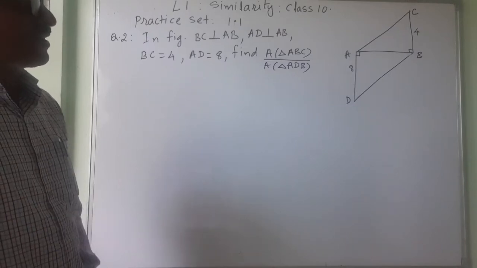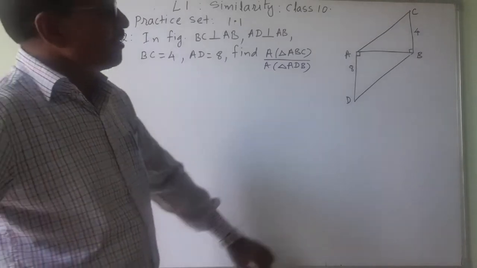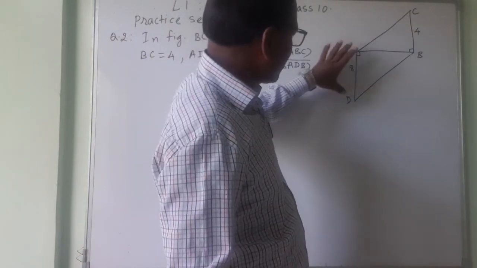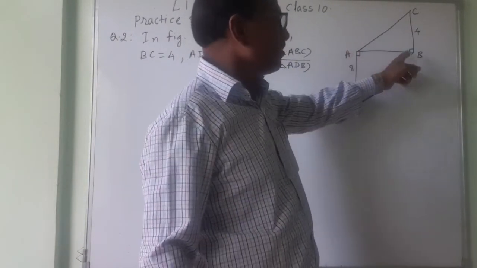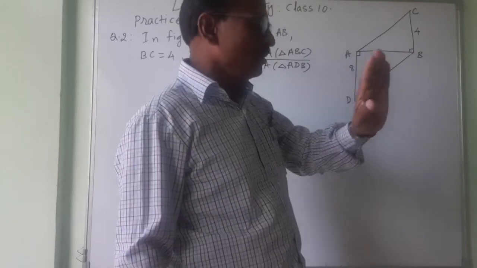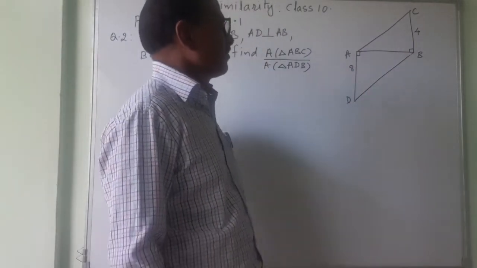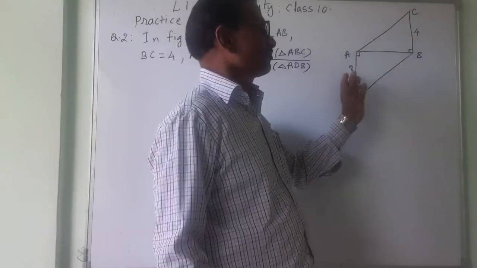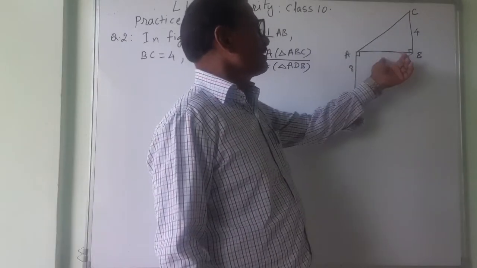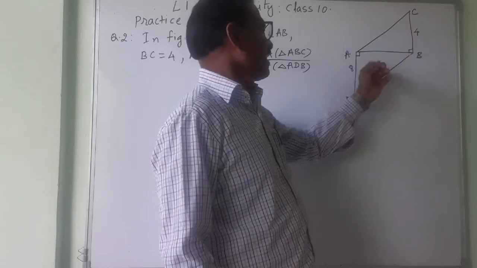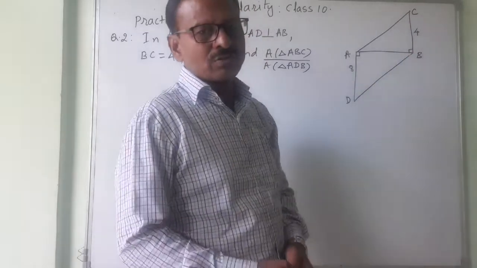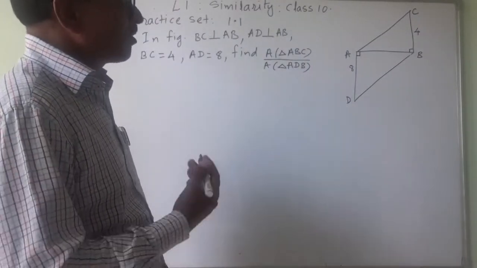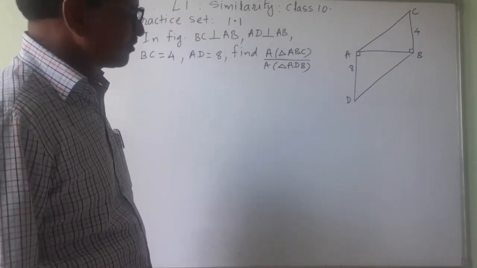Here the heights are different. If you take BC as the base, then AB will be the height. If you take AD as the base, AB will be the height. So both ways you can do this sum. If you take AB as the height, it is the height for both. If you take AB as the base, then the height of this is this and the height of this is this. Both ways you can do this sum. But we will say that AB is the base of both the triangles, which is common.